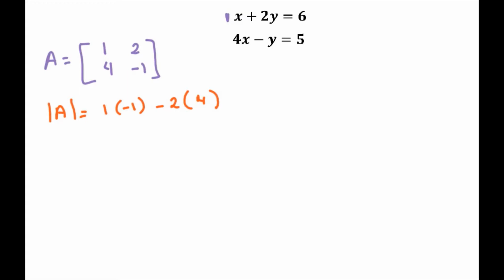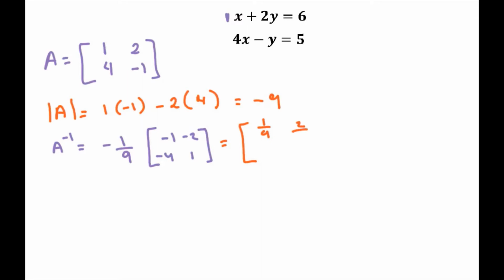And then you will multiply here. That's going to be -1 minus 8, which is -9. Okay, and now you will find the inverse, which is going to be A inverse, negative 1 over 9, multiplied by the matrix where you switch between these two and the sign here, and then you find the 1 over 9, 2 over 9, 4 over 9, and negative 1 over 9.